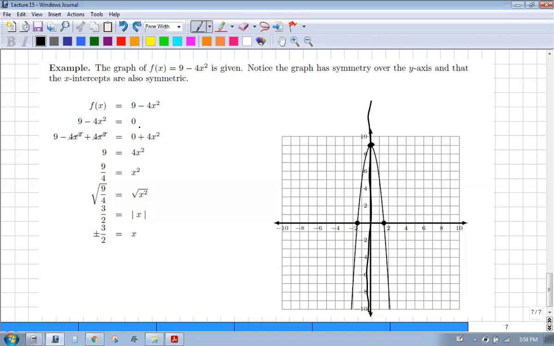So if you set it equal to 0, move that 9 over, or get your x squared moved over. Divide both sides by 4. You get this. x squared equals 9 over 4. Now take the square root of both sides. All right. Square root of 9 is 3. Square root of 4 is 2. The square root of x squared is the absolute value of x. So you end up with positive and negative 3/2 for your roots. Okay.